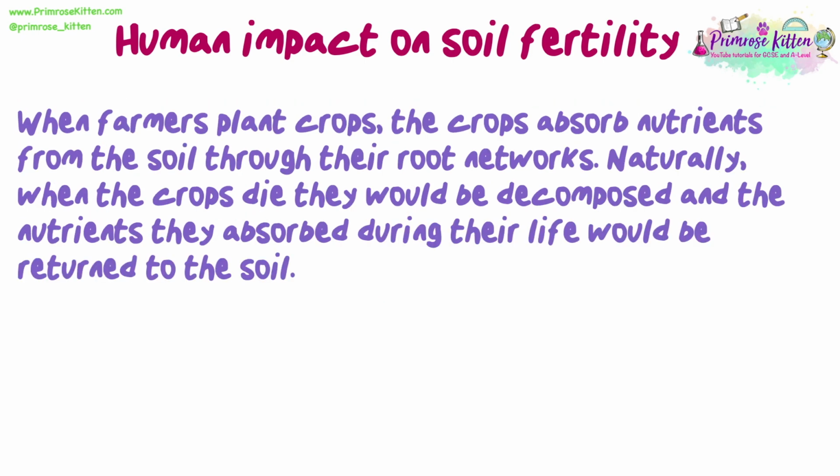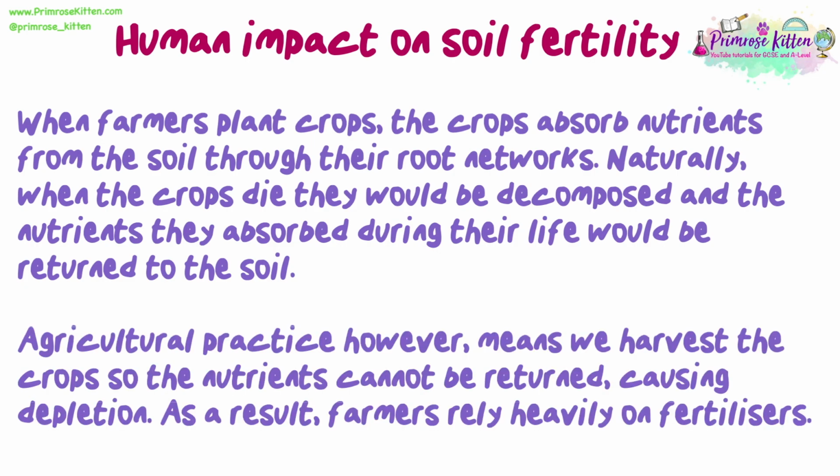When farmers plant crops, the crops absorb nutrients from the soil through their root networks. Naturally, when the crops die, they would be decomposed and the nutrients they absorbed during their life would be returned to the soil. Agricultural practice, however, means we harvest the crops so the nutrients cannot be returned, causing depletion. As a result, farmers rely heavily on fertilisers.